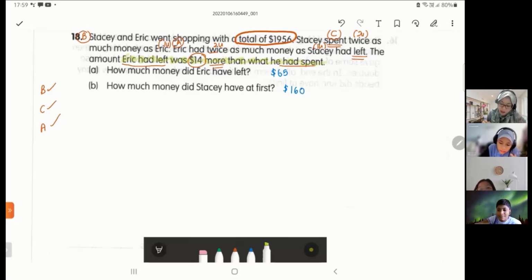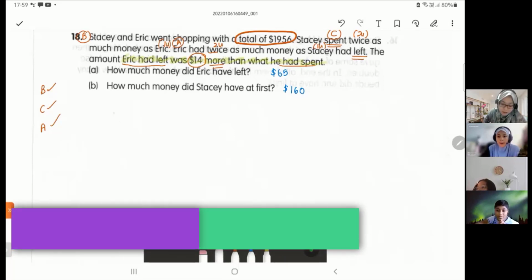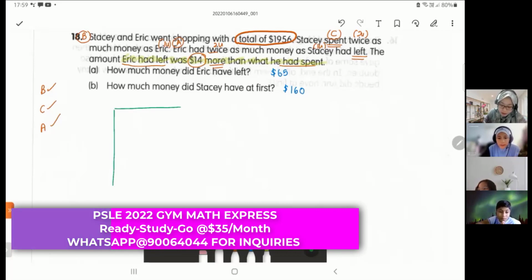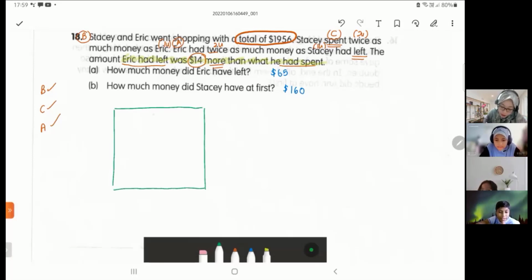How much money did Eric have left? How much money did Stacy have at first? Let's draw out the table and then we fill up as much information as we can. Then we see what we can do first. Okay. So Stacy and Eric: before, change, after.